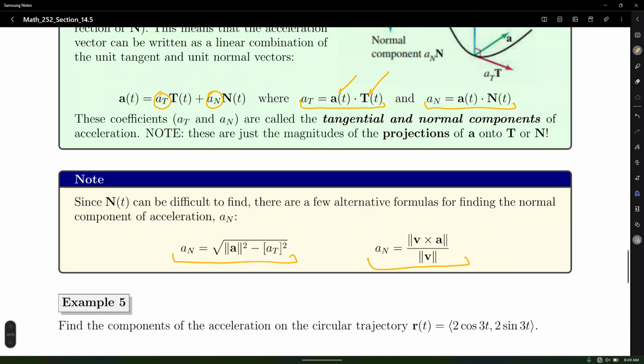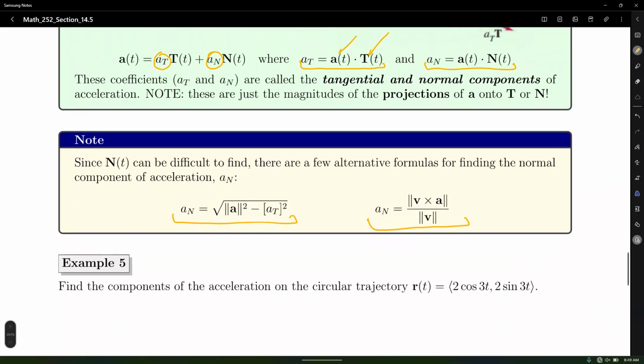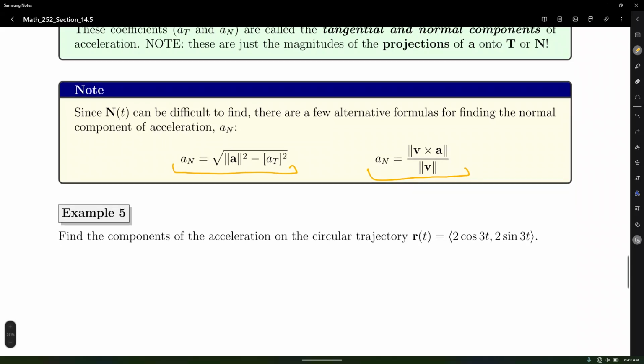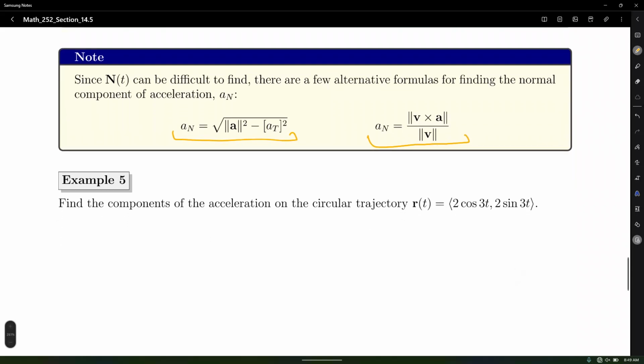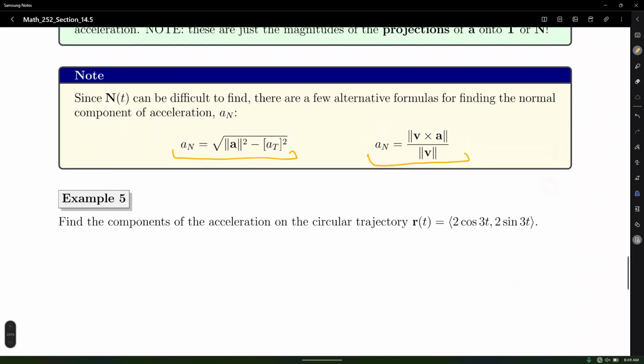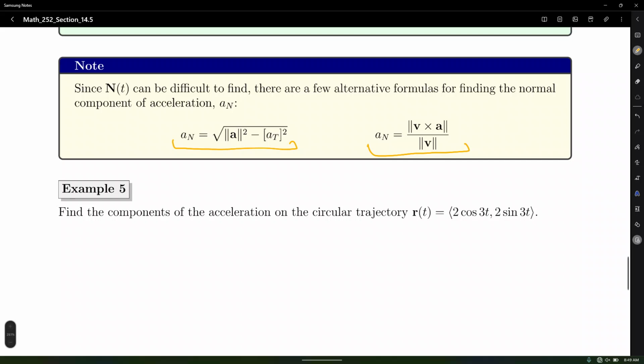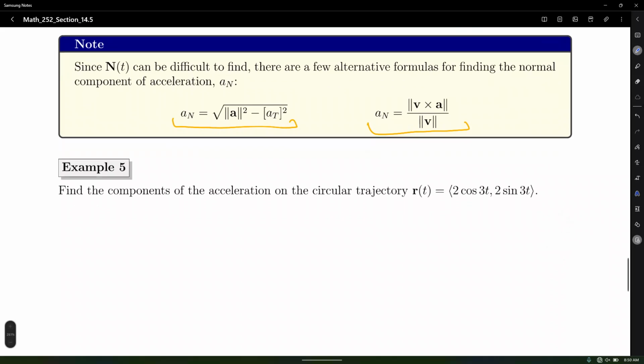Alright, how about we look at one example where we will find the normal and the tangential components of the acceleration for a circular trajectory. Number one, let's gather all the information. Yes, we have everything we need. We're given a vector valued function, 2 cosine 3t comma 2 sine 3t. What is this? This is a circle of radius 2, traversed.